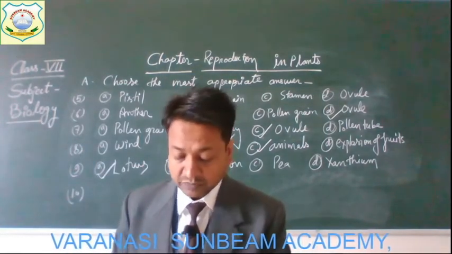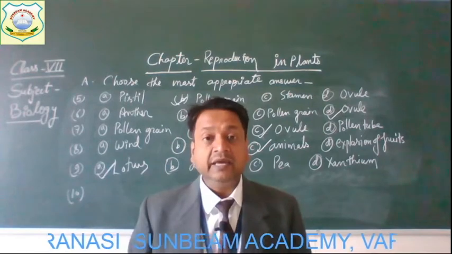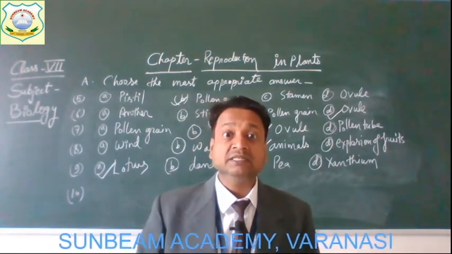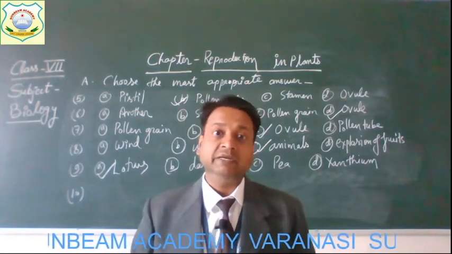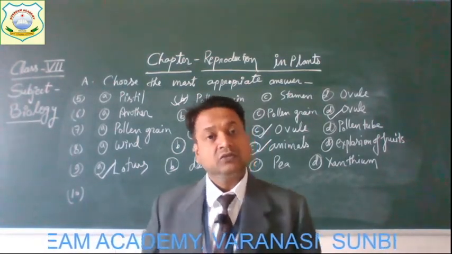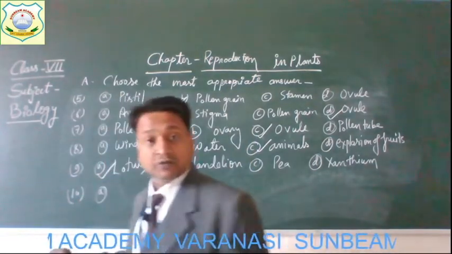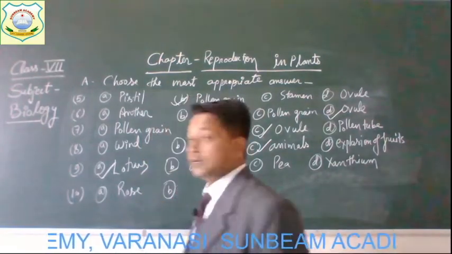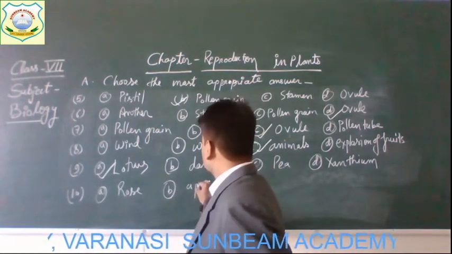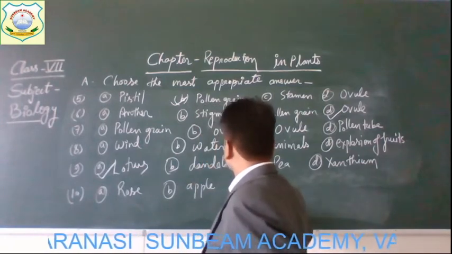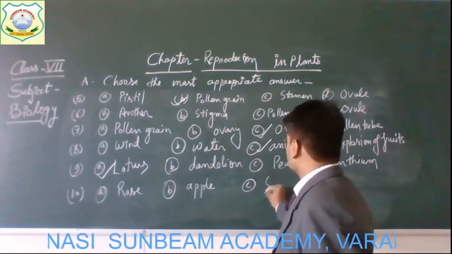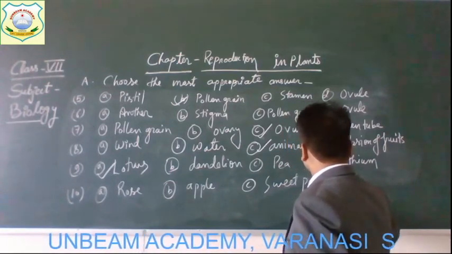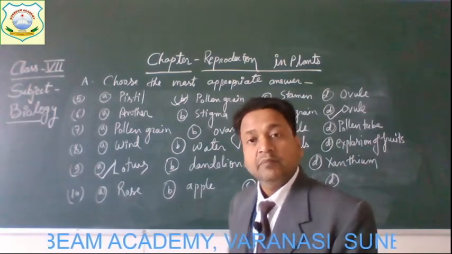And the question is, which of the following is an incomplete flower? Okay, children, we have discussed complete flowers and incomplete flowers. Got it? So the options: first, rose; second, apple; third option is sweet pea; and option D is papaya.